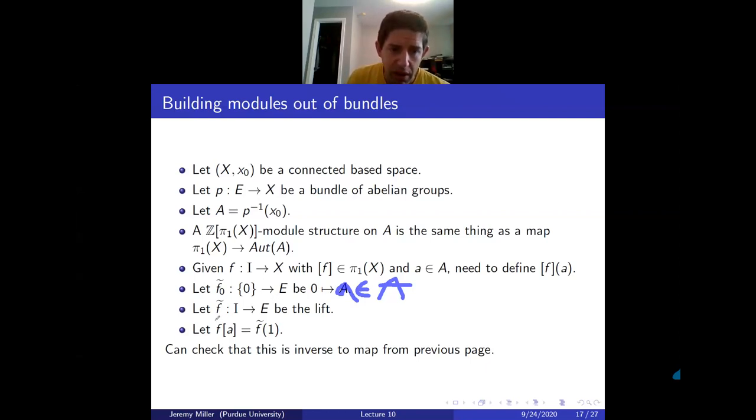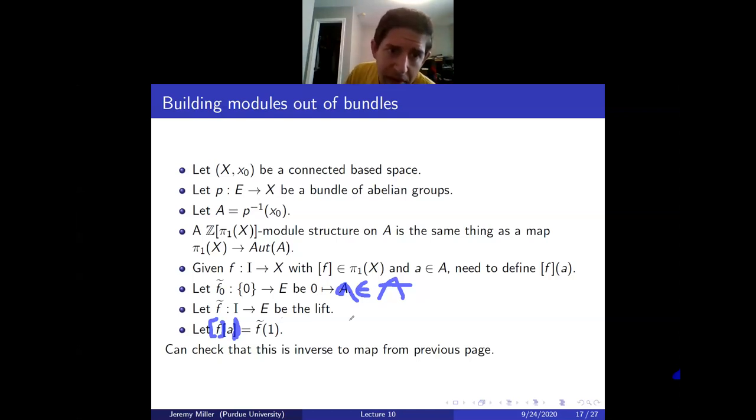And then we declare that f acting on a, I think I wanted to write the equivalence class of f instead of the equivalence class of a, is just going to be the lift evaluated at 1. There's no way to fix that typo in a way that makes it more understandable. So what is this construction? This is just the usual way the fundamental group acts on a cover.